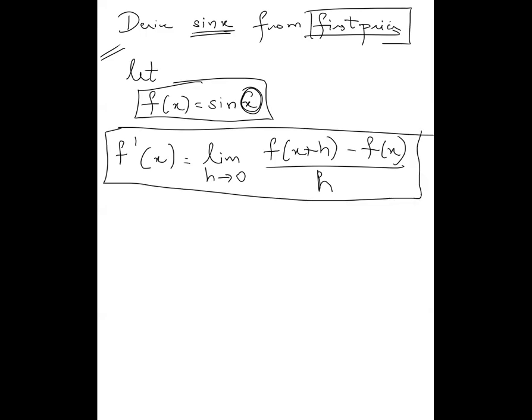I'll repeat that. First principle should always have f dash. Wherever there is f dash, you'll always bring h into the picture. Wherever h follows, 0 also follows. Okay, you write the limit, and on the right hand side, you'll write f of x plus h minus f of x, whole thing divided by h.